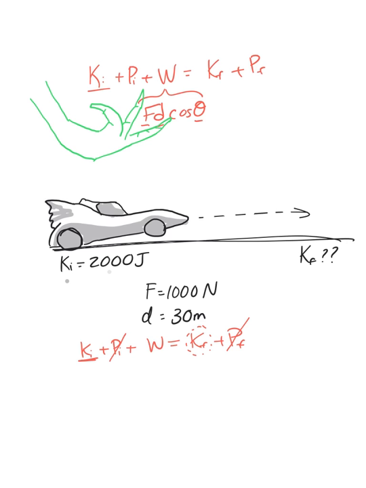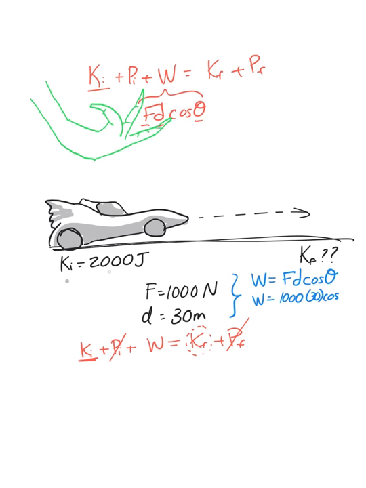Some people like to do this two different ways. I'm going to show you the way that most people like to do it, and then I'm going to show you the other way. What most people like to do is use this to find the work. So work is equal to force times distance times the cosine of the angle. Force was 1,000, easy. Distance was 30, easy. Cosine of the angle freaks people out a little bit, but it's not a big deal.